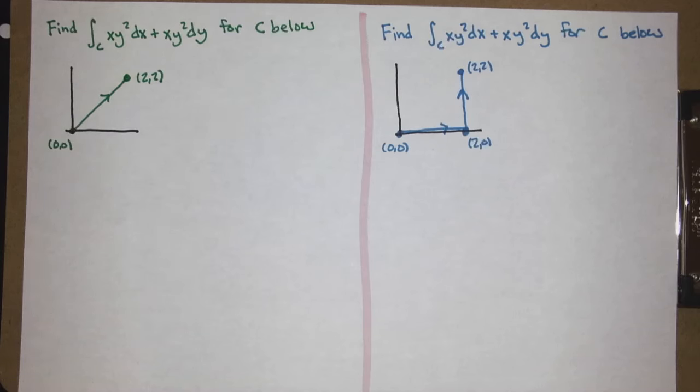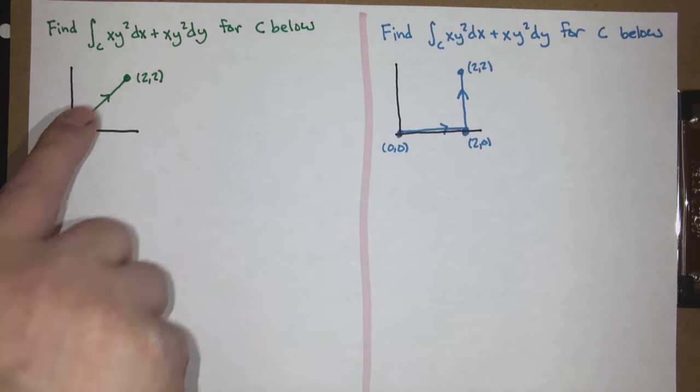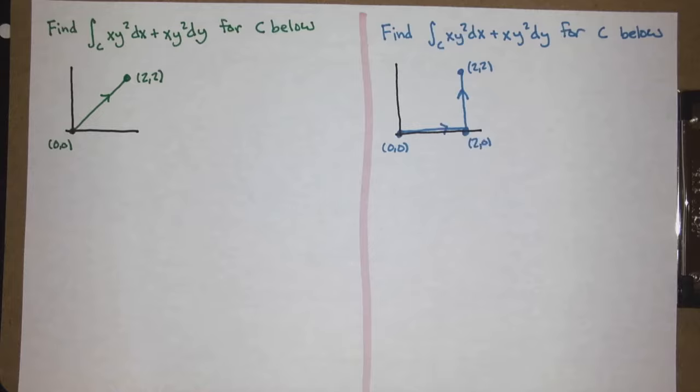Find the integral along the curve xy squared dx plus xy squared dy, where we're going from 0, 0 to 2, 2, and the picture, hopefully it makes it clear, is meant to be a straight line. All right. Well, what do we need to do?